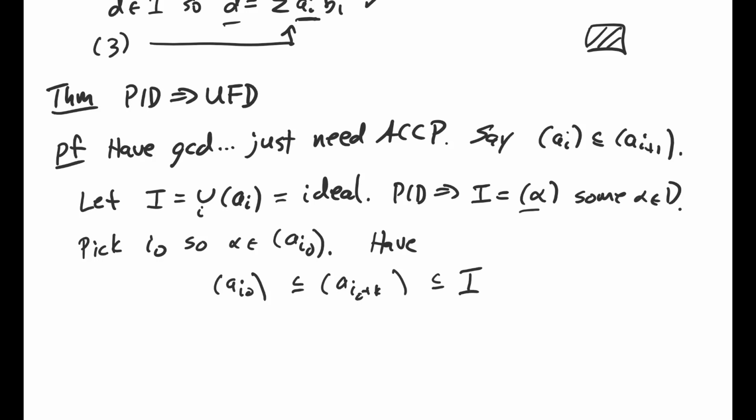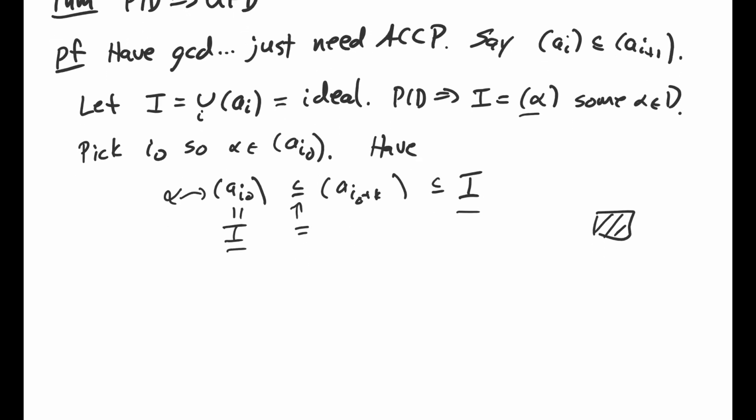So here it is written out. You have the ideal generated by A naught. It's contained in all the A sub I naught plus K's, so in any of the ideals farther down the road. And of course, all of those are contained in I, because I was the union. However, since alpha was in here and it generated everything, this thing is already all of I. And so that means this is actually an equality, so it's stabilized. So we've got a UFD. PIDs are UFDs. All right.